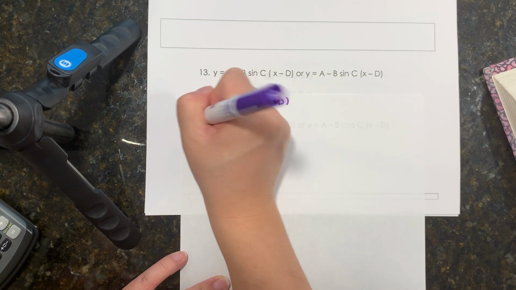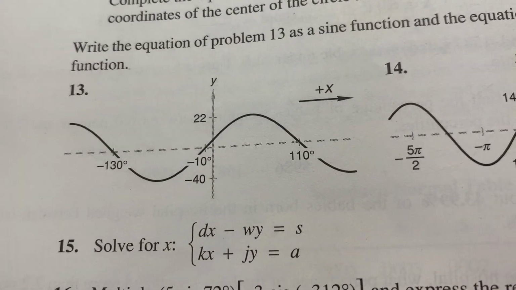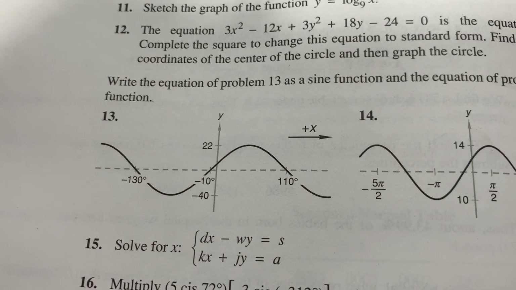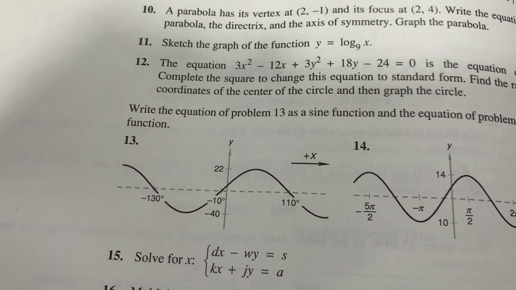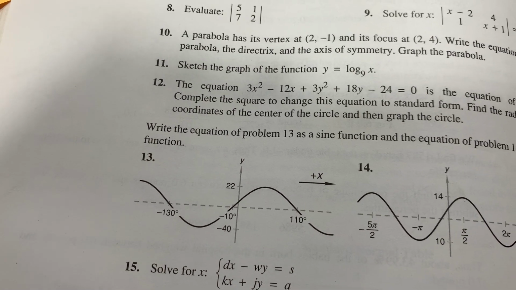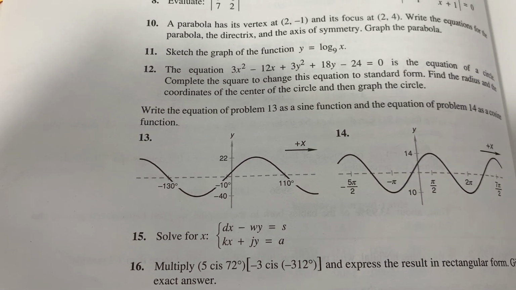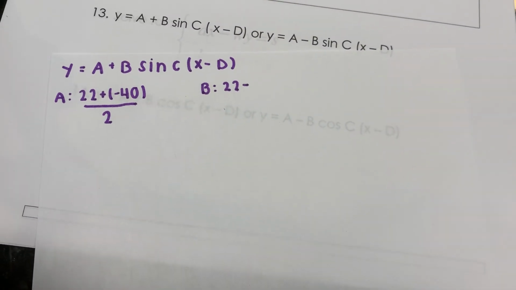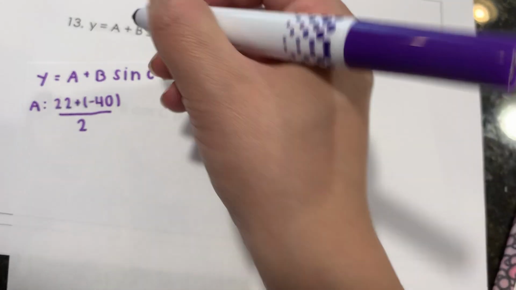A is going to be the midpoint between the top and the bottom variable. So if you look closely, the top and the bottom are 22 and then negative 40. So I need to find the midpoint between 22 and negative 40. So you're going to add them together, then divide by 2. Then B is going to be the top number, which in this case is 22, minus whatever I get for A.